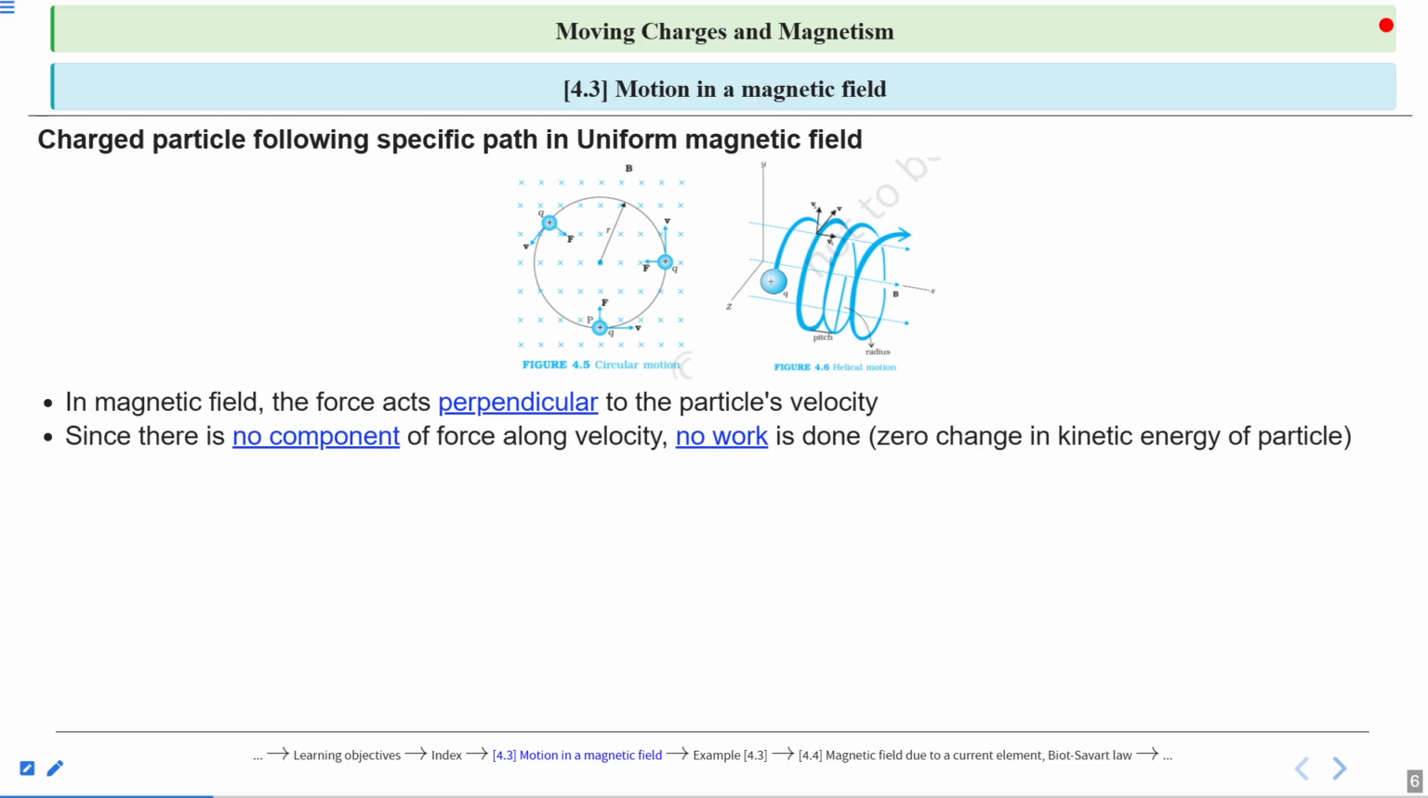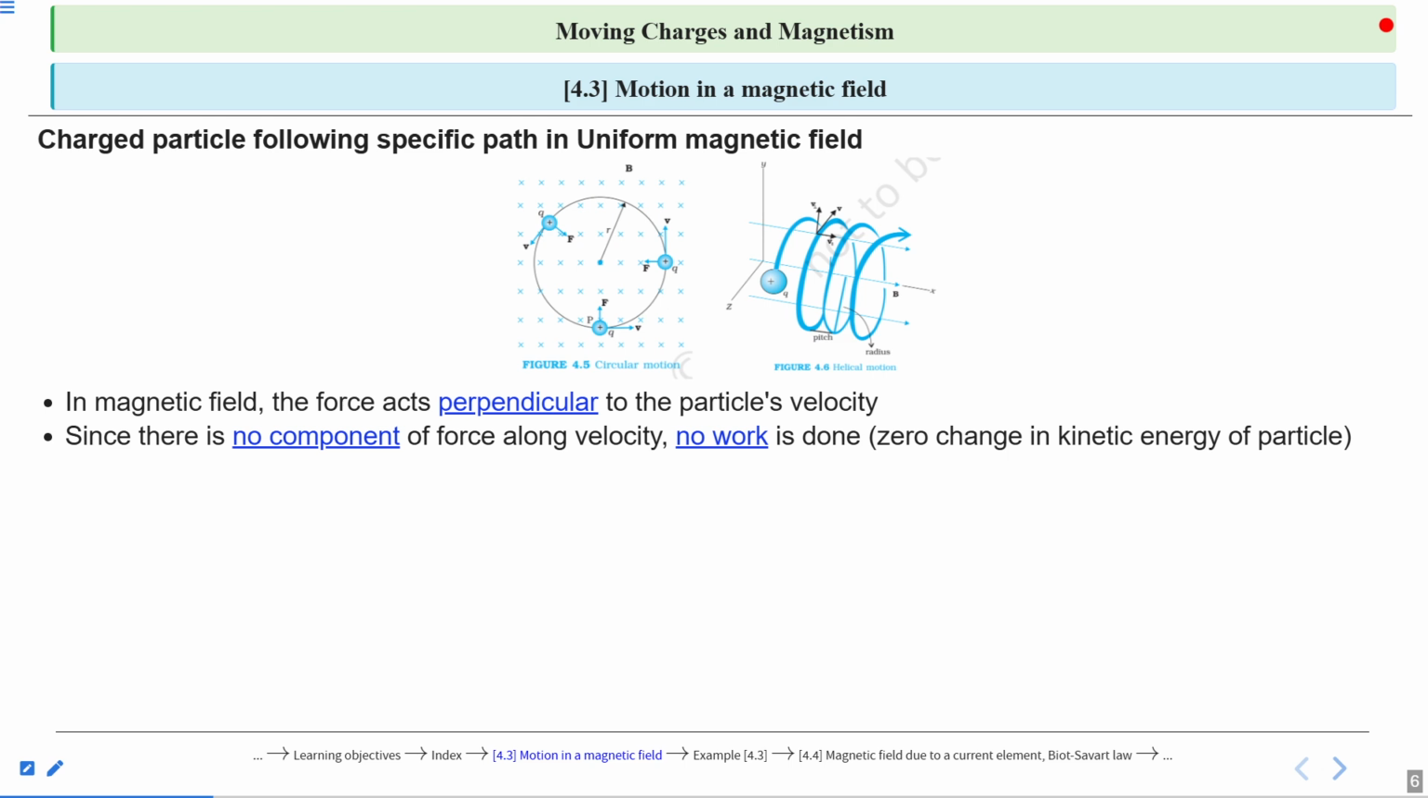Since magnetic force is perpendicular to both velocity and magnetic field, it has no component along the velocity, so it will not change the speed. If it is not changing the velocity magnitude, kinetic energy remains conserved. That means no work is done according to the work energy theorem. What is the work energy theorem? Work is equal to change in kinetic energy.